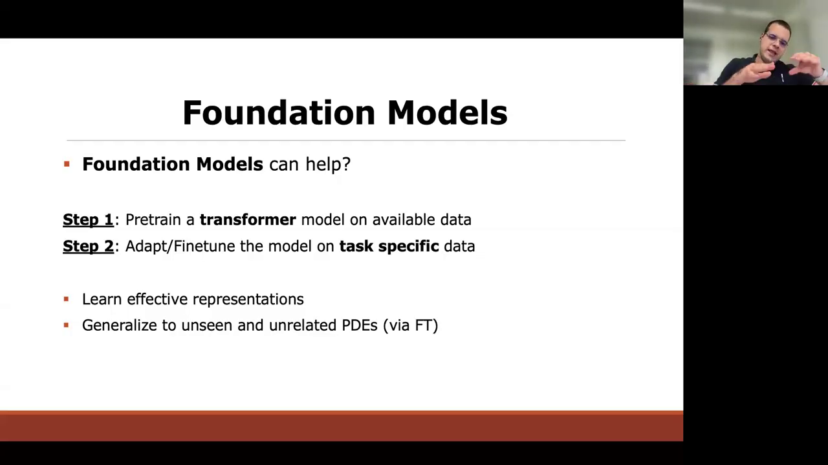And then in step two, we adapt or fine-tune that pre-trained model on task-specific data. And we hope that the learned effective representation that we obtain by pre-training the model on a large amount of data is enough to reduce the number of training samples needed to achieve some low error. And we hope that this two-step training can provide good generalization to unseen and unrelated PDEs via fine-tuning, of course.